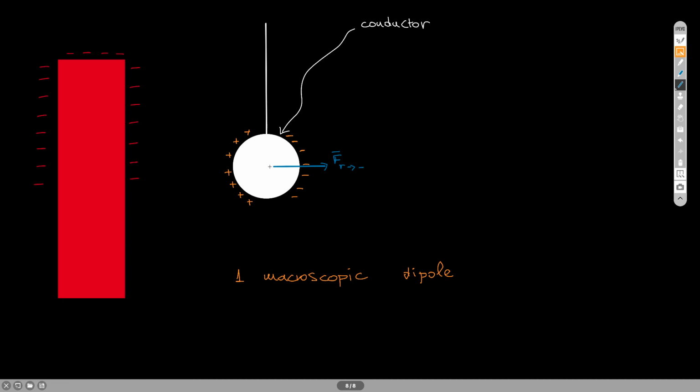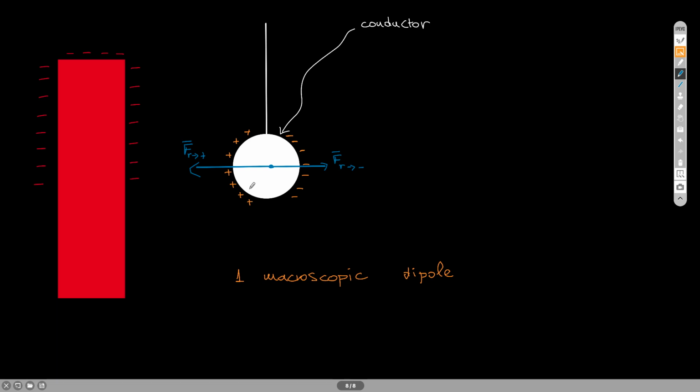Now, I do know that these excess electrons are attracting the positive charges on my sphere, but there is an issue. These positive charges are closer to the rod than the negative charges are, and this is why this attractive force from the rod on the positive side of my sphere is greater, and that's why I have drawn a longer arrow pointing to the left.